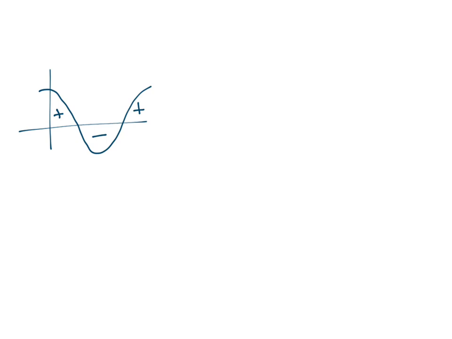If a particle moves along a horizontal line so that its position at time t is given by s of t, then its velocity is v of t equals s prime of t. And the integral from t1 to t2 of v of t dt equals s of t2 minus s of t1.